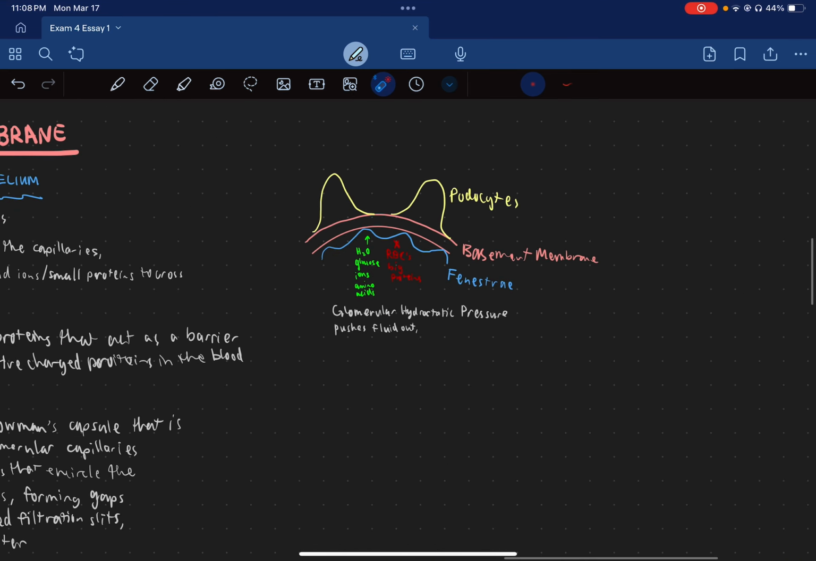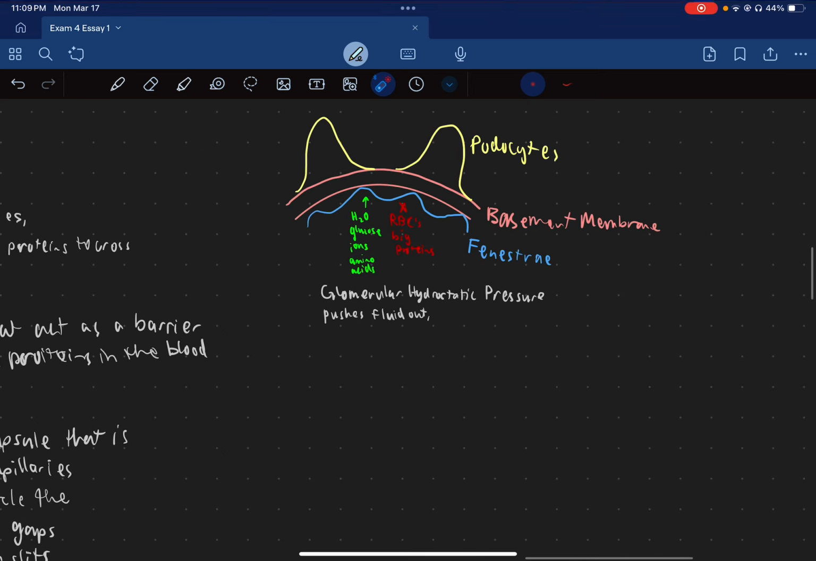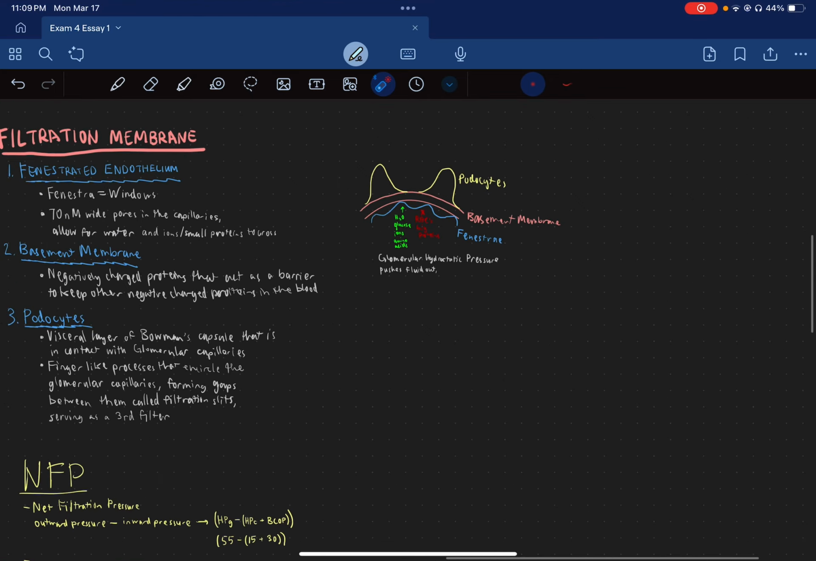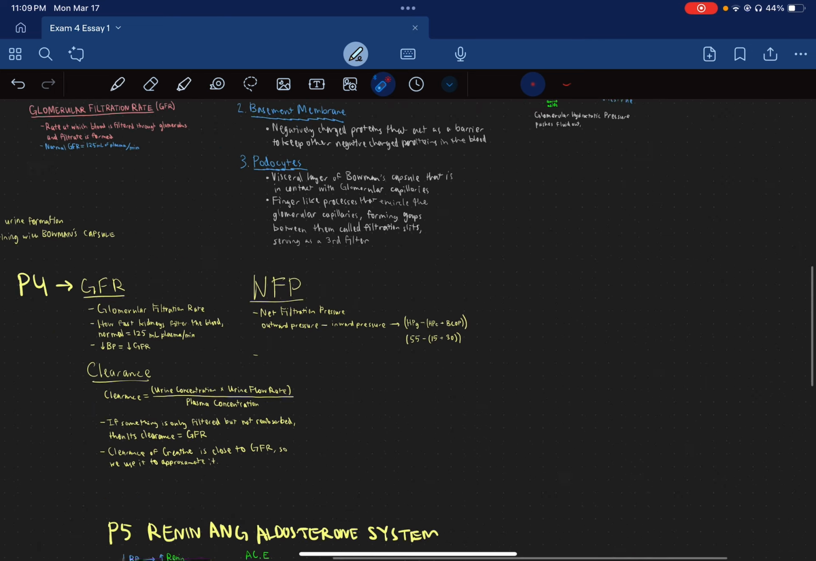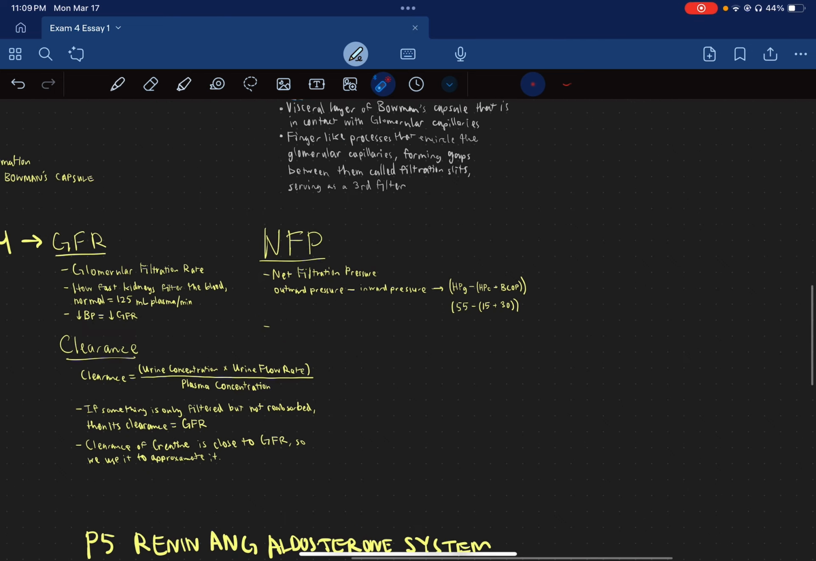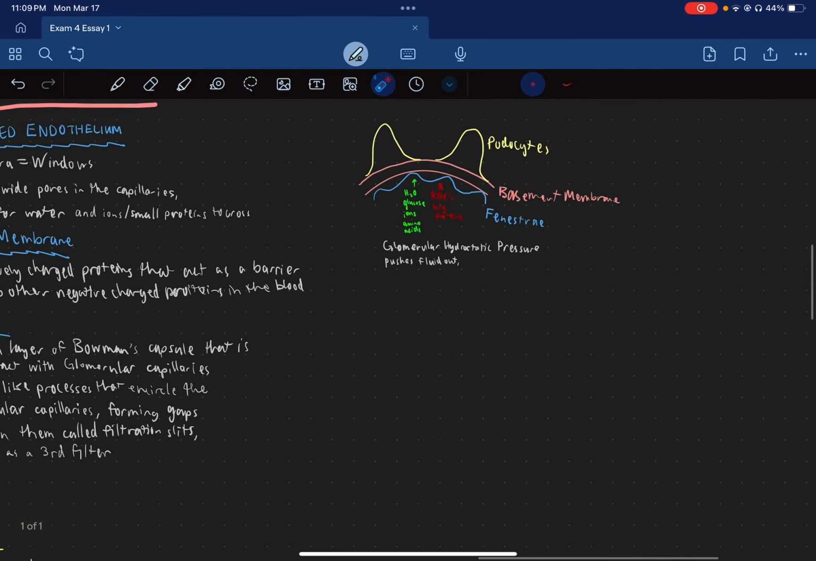One thing that's going to be forcing the fluids in the plasma to be leaving is going to be something called glomerular hydrostatic pressure. That is actually similar to our capillary exchange. That's going to be pushing out, but there's also going to be other forces pushing inward.